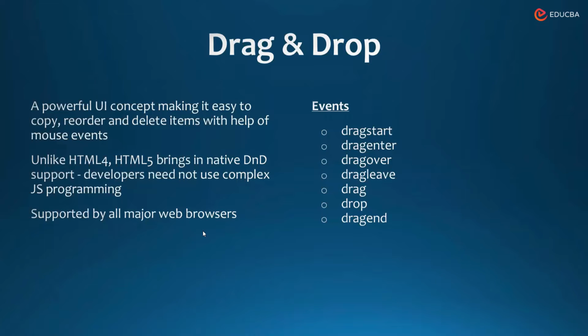The HTML5 drag and drop API means that we can make almost any element on our web application draggable. It is a powerful user interface concept which makes it easy to copy, reorder, and delete items with the help of mouse clicks. In games, or on a page where you have to drag and drop a file into it instead of clicking on browse and picking a file, everything is drag and drop.